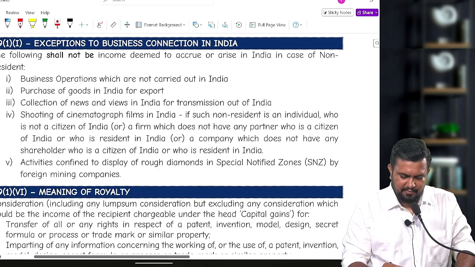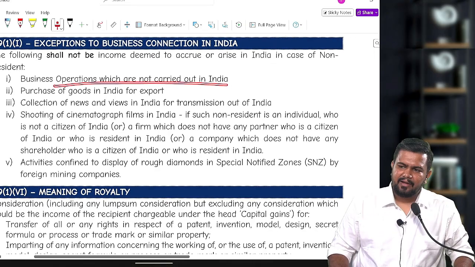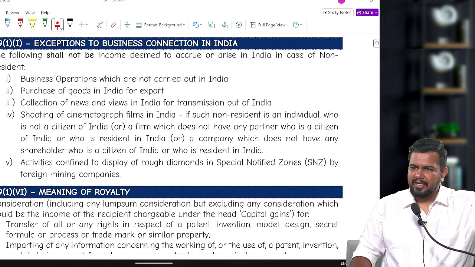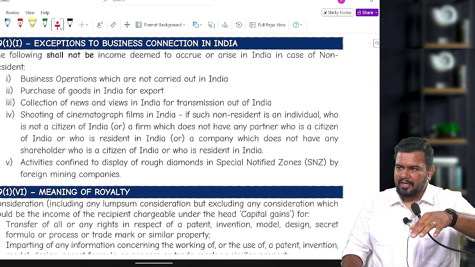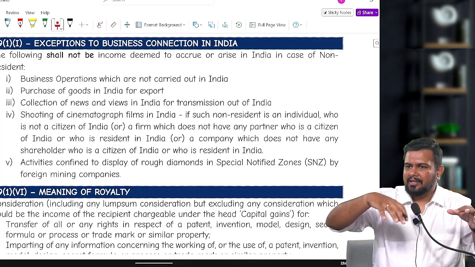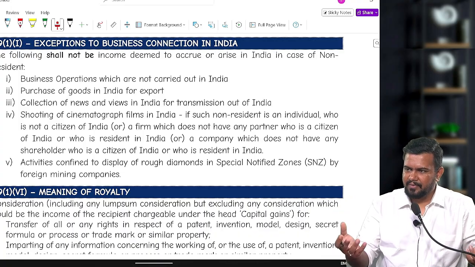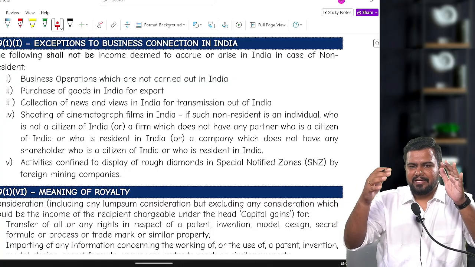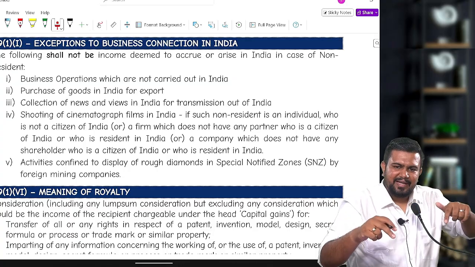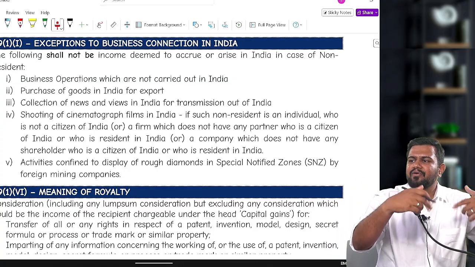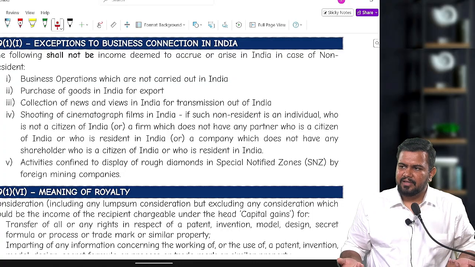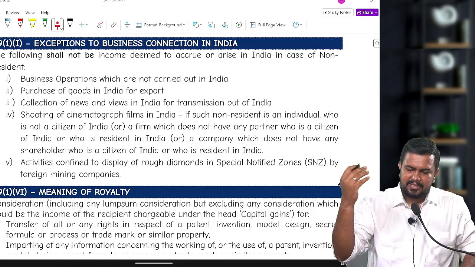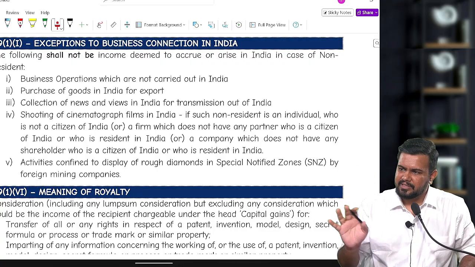Number 1, business operations which are not carried out in India. For example, Apple company is there in USA. It is sending some agent into India, and through that agent, Apple company is doing business in India. Correct? Whatever agent is operating in India, it will be considered as business connection. But if that agent is doing any activity outside India, is it business connection? Answer is no, because the operations are outside India. So if operations are outside India, it is not business connection.